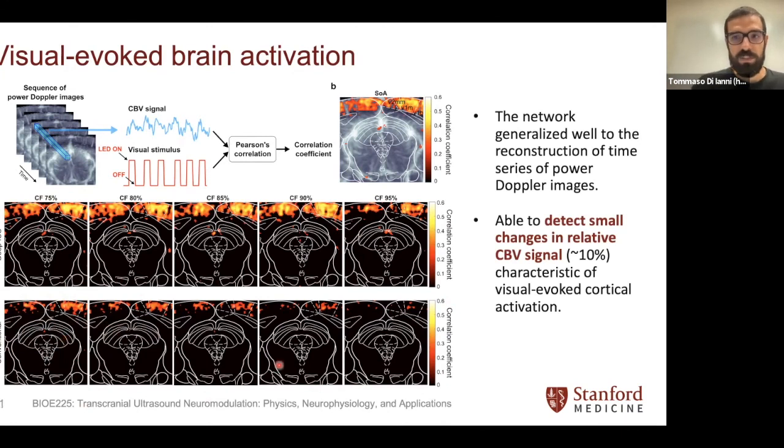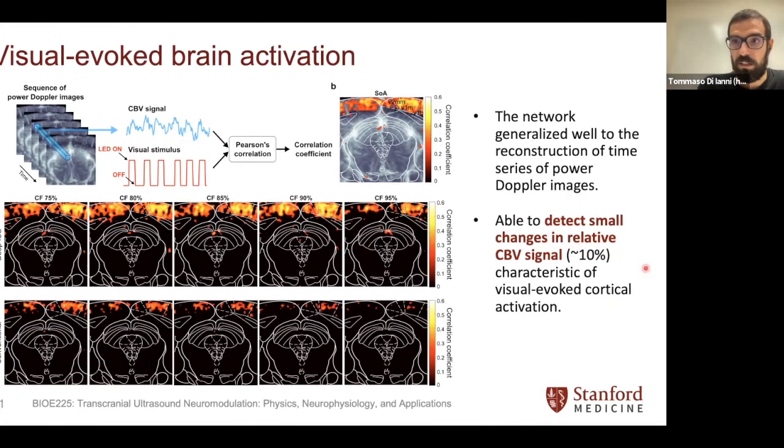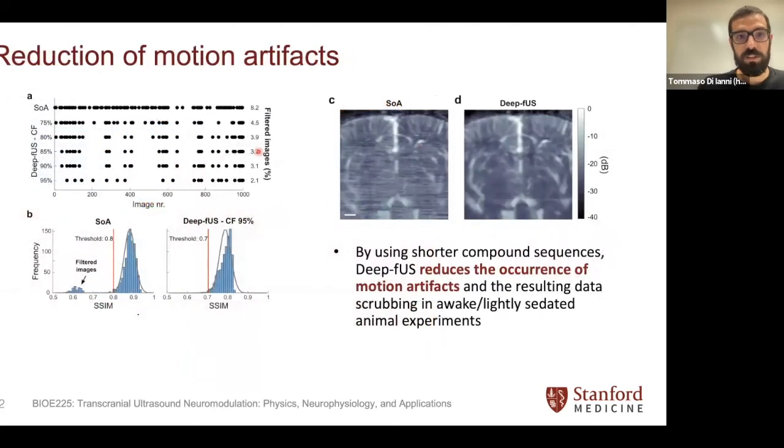So we demonstrated that the network generalized well to these kinds of problems, and it can still reconstruct CBV signals with about 10% variation. That is what we see here in a typical visually evoked cortical activation setup. And also, because now we are looking at much shorter observation windows, another advantage is that we have much less motion artifacts.